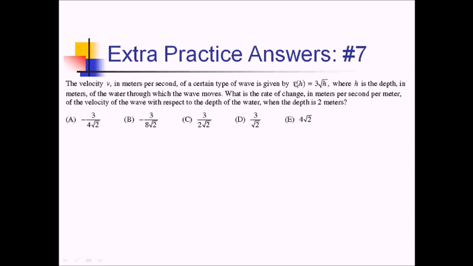Okay, well, let's find v prime of h in general. This is really just h to the 1/2 power. So that's going to be 3/2 times h to the negative 1/2, just using our power rule. And if you look at the answer formats, none of them have these fractional negative exponents, so I'm going to neaten this up a little bit. This is really 3 over 2 times the square root of h. So now if I want to do v prime of 2, that's just going to be 3 over 2 times radical 2. And that's one of the answer choices, choice C.